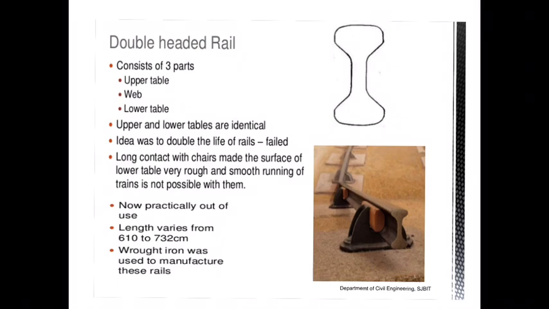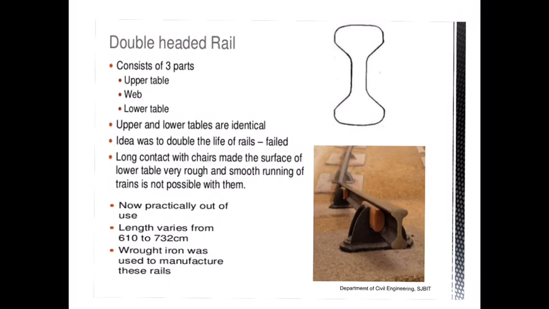The first one we can see is the double headed rail. Double headed rails are such that the foot portion as well as the head portion have the same dimension. Such a rail section we call double headed, or you can also call it the dumbbell rail section. These were used in the initial days in the construction of railway tracks. So what is the idea behind that?